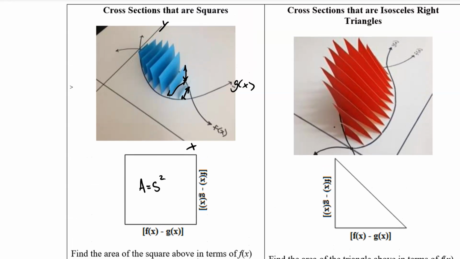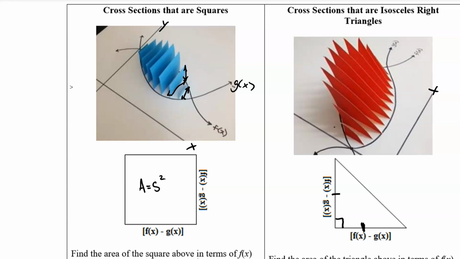We're going to be doing a similar thing with these isosceles right triangles. So remember from geometry, an isosceles triangle has the legs equaling the same length. So that means that this leg is congruent to, or the same length as, the other leg. That's what makes it isosceles. The right triangle means that the two legs form a right angle.